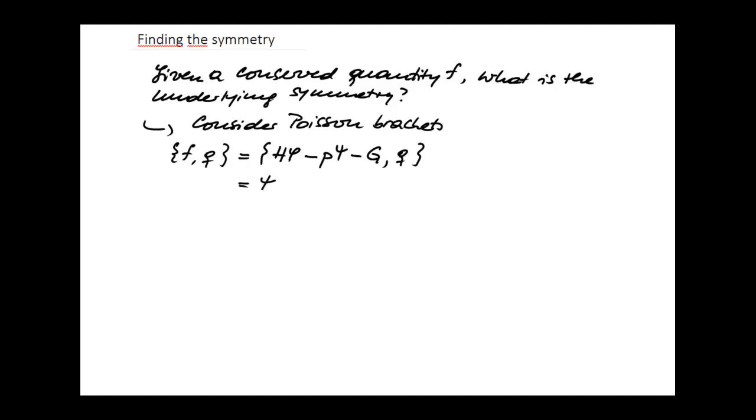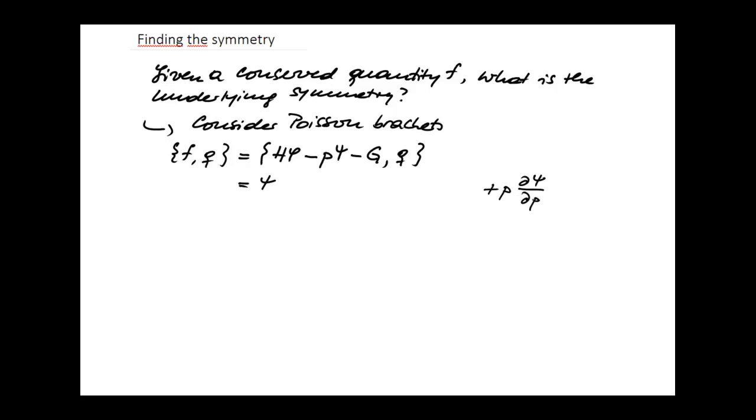The Poisson bracket of psi with q, when you use the definition of the Poisson bracket, is equal to minus the partial derivative of psi with respect to p. So we have minus p times minus the partial of psi with respect to p. Together, this gives plus p times the partial of psi with respect to p.